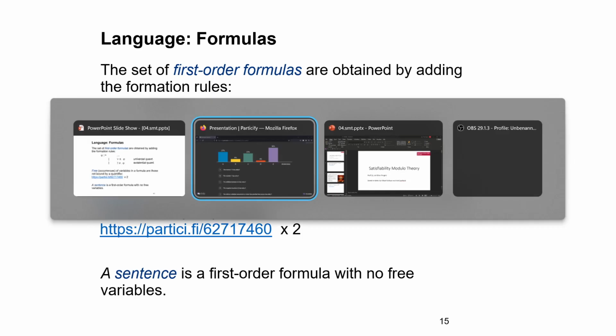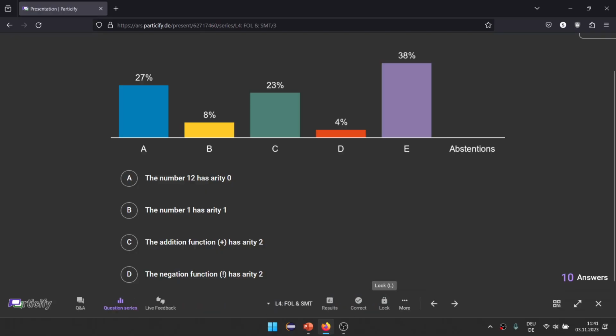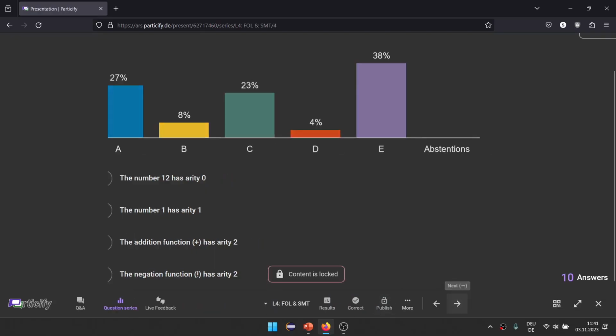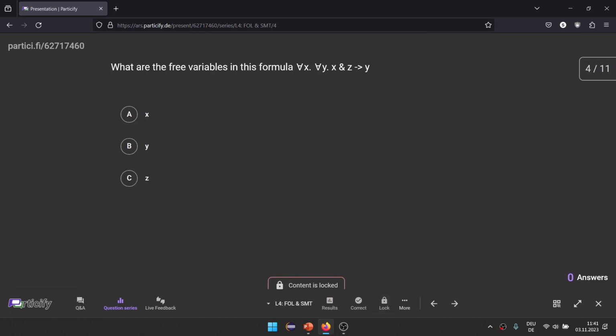So let's have a look at some examples. We have this formula up here. For all x, for all y, x and z implies y. I'm not asking you to evaluate it. I just want to know which ones are the free variables in this formula. So how many variables do we have? X, y, and z. So choose which ones are occurring free in this formula.